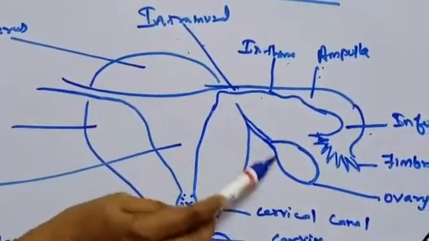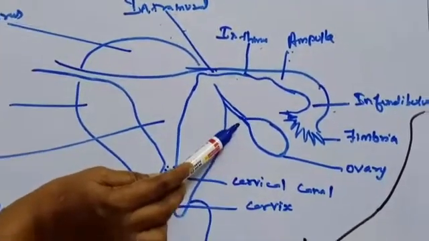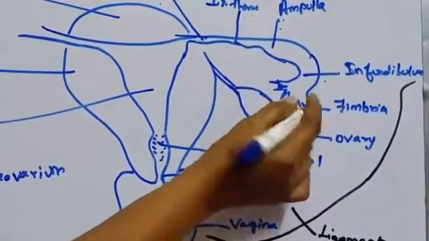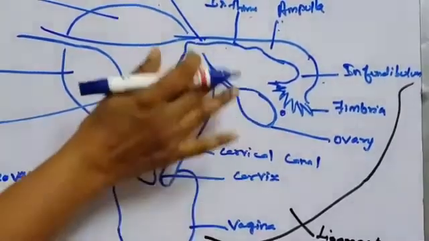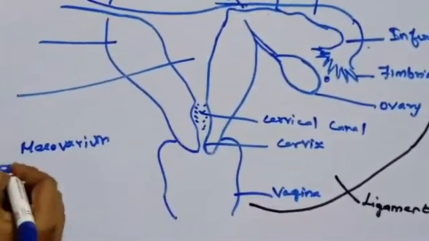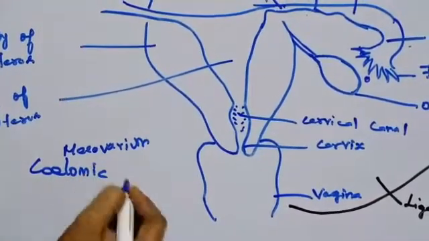During ovulation, the ovum is released into the peritoneal cavity. So, due to this, the egg is called a coelomic egg. This egg is called what? Coelomic egg.